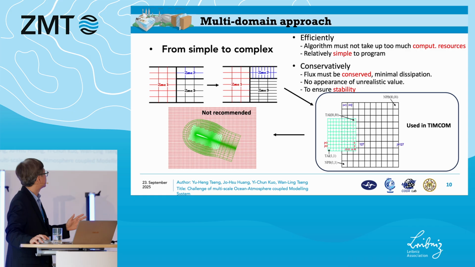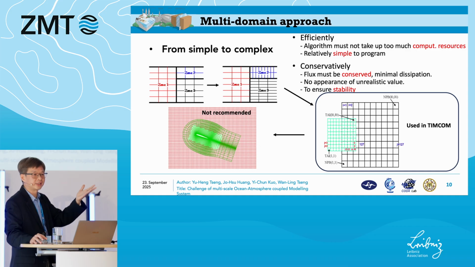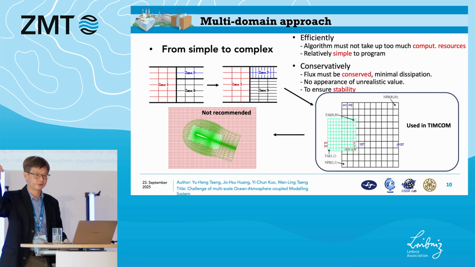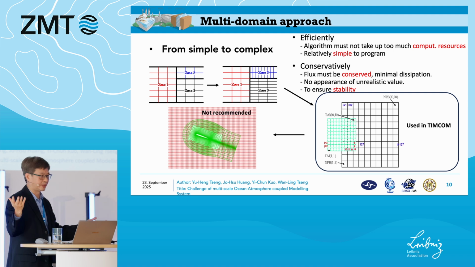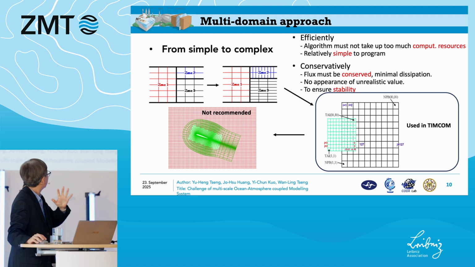One important thing is flux needs to be conserved. Also, a very important thing is we have to keep the minimal dissipation. And also, no appearance of unrealistic values, of course, like salinity, we can never get negative values. But if we put in river runoff, sometimes we'll get negative. But I will talk about that later. And also, we have to ensure the stability of your models.